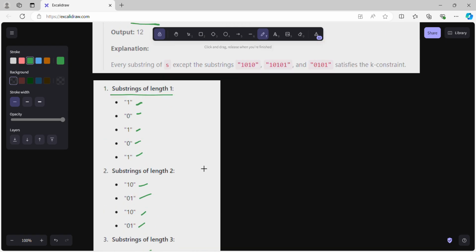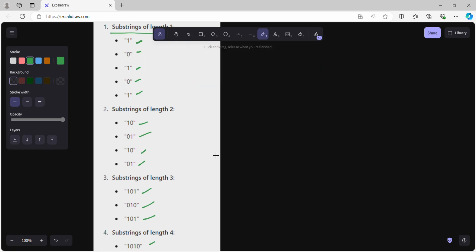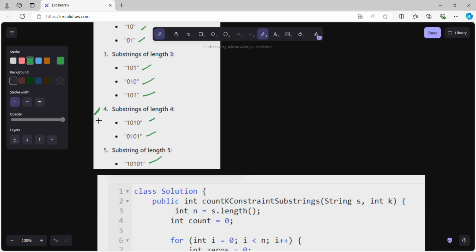What we need here is that the number of zeros in the string is at most K. At most K simply means at most 1. In these three substrings, you see the number of zeros is greater than 1, and the number of ones is also greater than 1, in all these three examples. So we don't need to consider these.